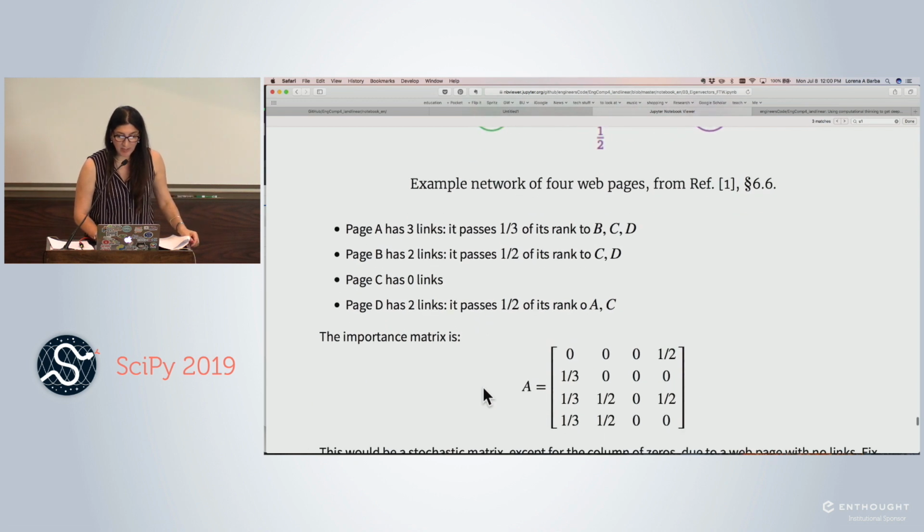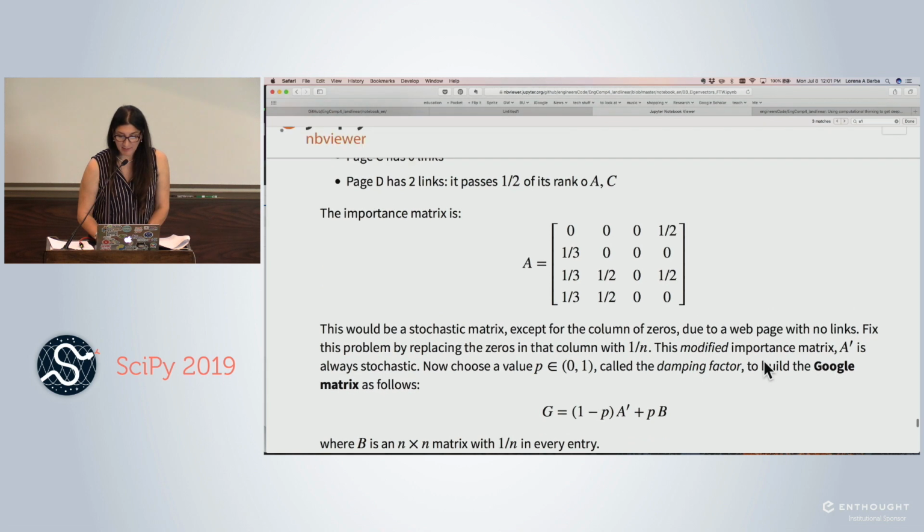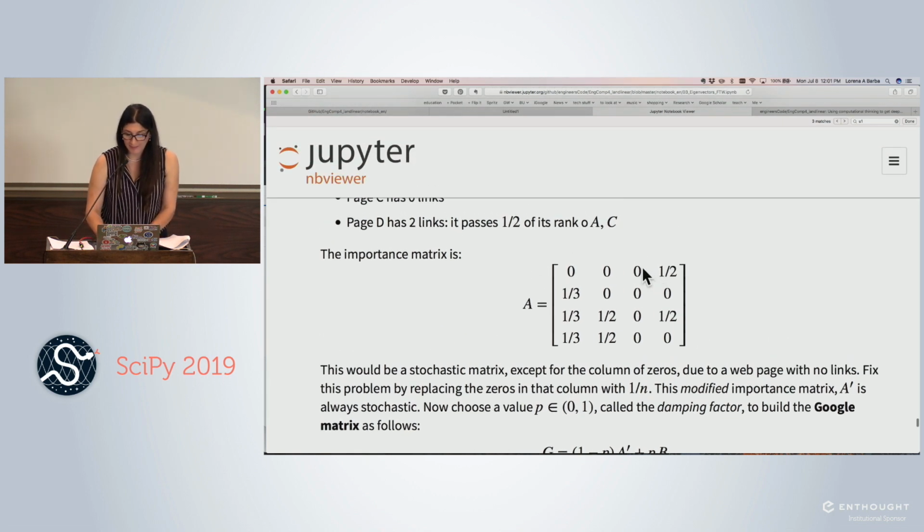And so you can construct what's called an importance matrix, where each column represents 1 web page, A, B, C, D. A is passing 1/3 of its rank to B, C, D, and that's shown in this column. B is passing 1/2 of its rank to C and D, and that's shown in the second column. C has no links, that's the third column, and the final column represents D. One of the problems of this matrix, like we said, is that C has no links, so this column of zeros is a problem. So you fill this column of zeros with 1/n, where n is the total number of pages.